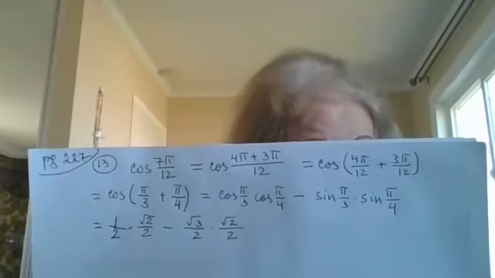And now we need to multiply and simplify. So, and we can do this in exactly the same manner as we worked with the previous problem. So it will be square root of 2/4 minus square root of 6 also over 4.